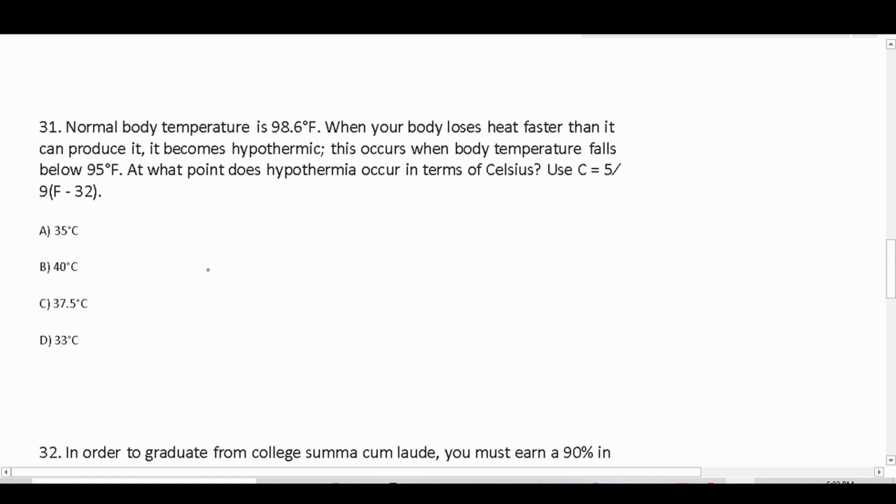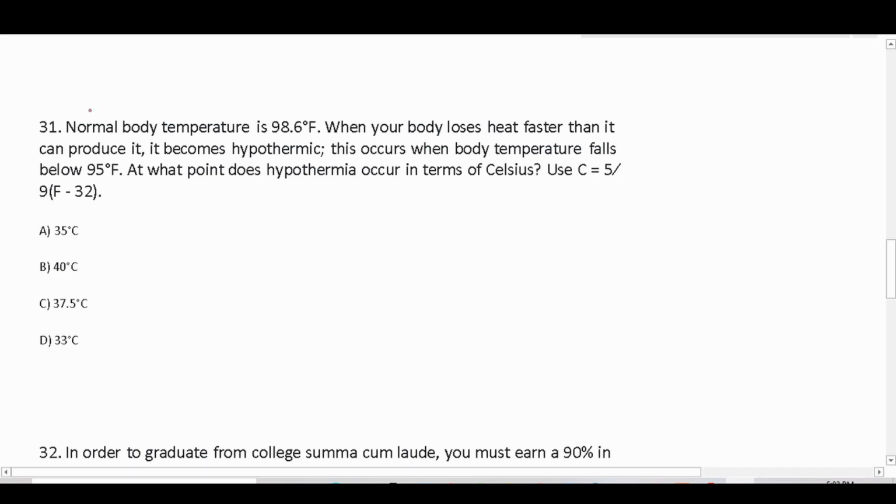All right, number 31 says normal body temperature is 98.6 degrees Fahrenheit. When your body loses heat faster than it can produce it, it becomes hypothermic. This occurs when body temperature falls below 95 degrees Fahrenheit. At what point does hypothermia occur in terms of Celsius? Use Celsius equals 5/9 times Fahrenheit minus 32.